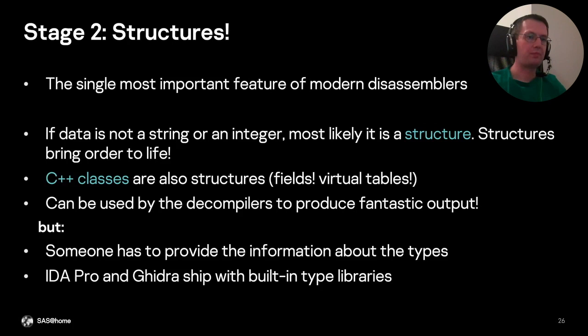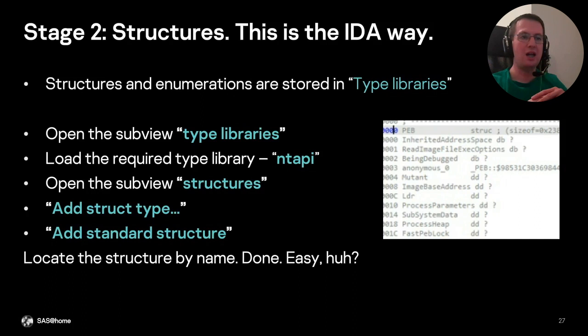In IDA, there are several different places where you have to go inside the GUI to get your structure. And all of those are called subviews. So they're all located in the view menu. You first have to go to type libraries and load the type library that is basically an archive of types. And in our case, the type library is called NTAPI. Then when you have loaded the type library, it's not enough. You have to go to another subview called structures and then add structures by names from the standard list of structures that is basically your type library into this subview. And only then you can use this structure. And you have to do this operation for every structure that you need. Well, yes, it's a bit inconvenient.